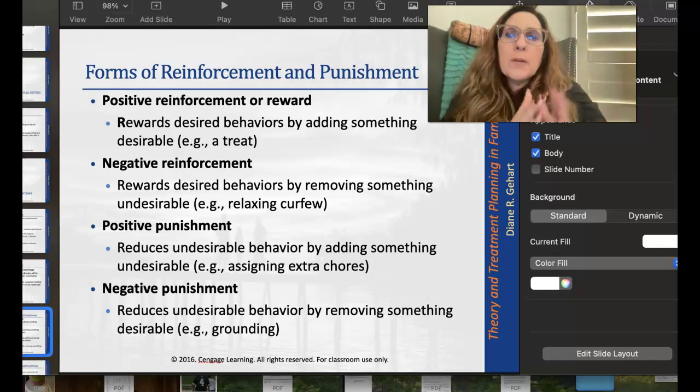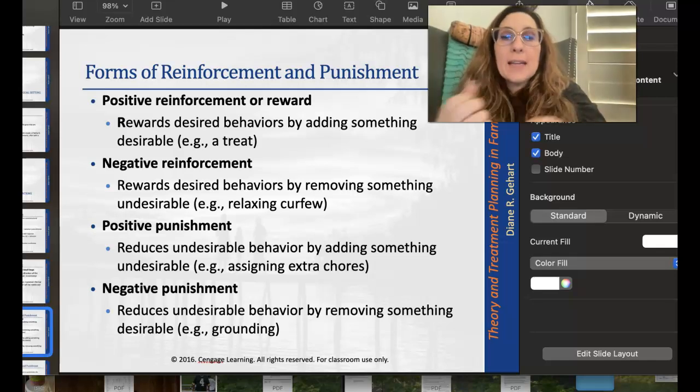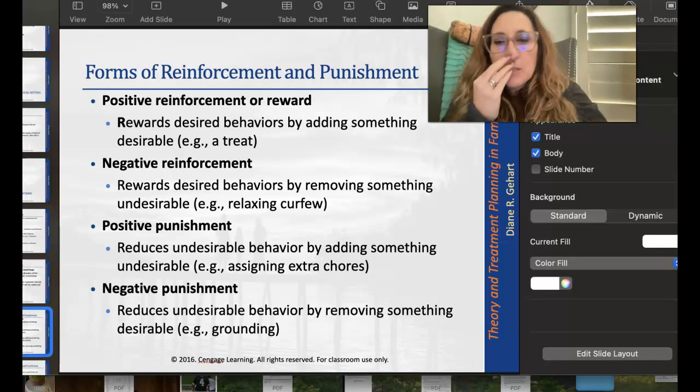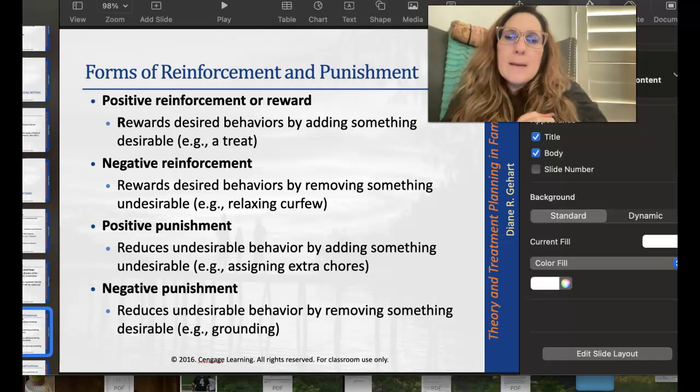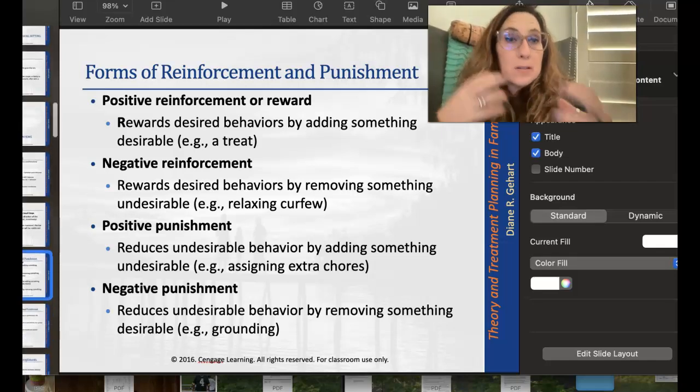Positive reinforcement, or reward, rewards desired behaviors by adding something desirable. Negative reinforcement rewards desired behaviors by removing something undesirable. Positive punishment reduces undesirable behavior by adding something undesirable, like extra chores, probably a timeout, something of that nature. And negative punishment reduces undesirable behavior by removing something desirable. Okay, so I want this outcome, like going out with my friends. Now I can't go, right? So those are the kinds of things that parents can utilize to get outcomes that they want.